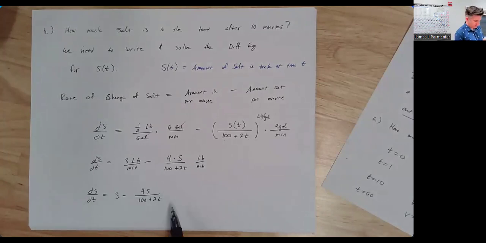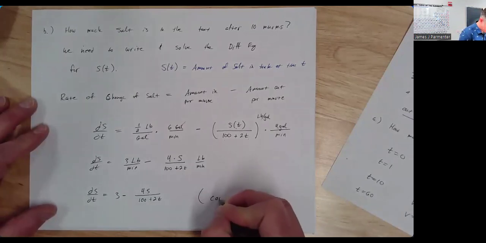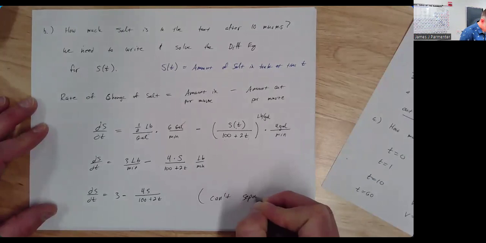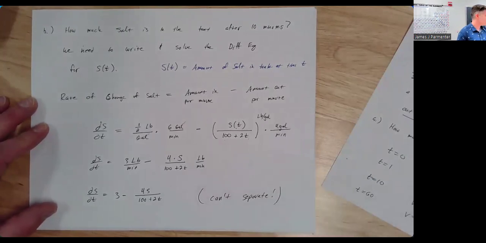Because if we want to separate variables, you'd have to get one fraction here, and then you'd have a numerator with t's and s's added together, and that would be problematic. So this one you cannot separate. So we'll solve it the other way.